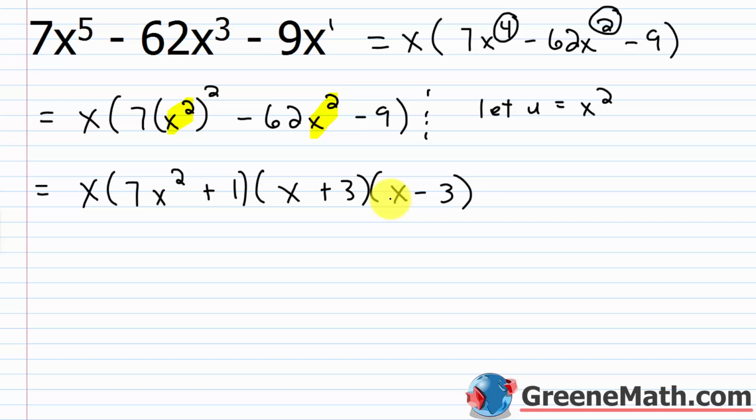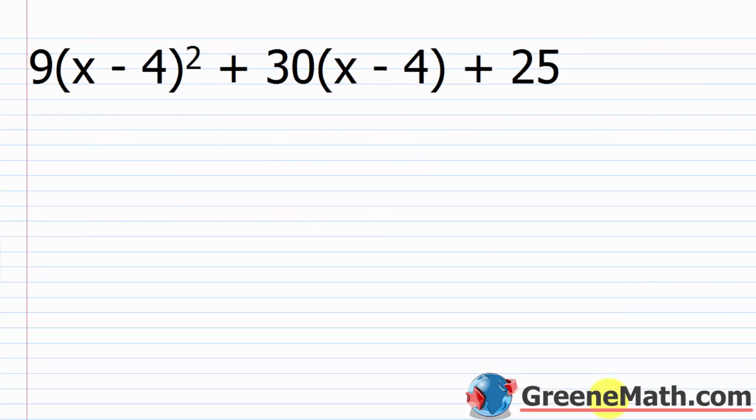Because it's not completely factored. All right, let's look at another one. So we have 9 times the quantity x minus 4 squared, plus 30 times the quantity x minus 4, and then plus 25. So this is another opportunity to use our substitution technique.